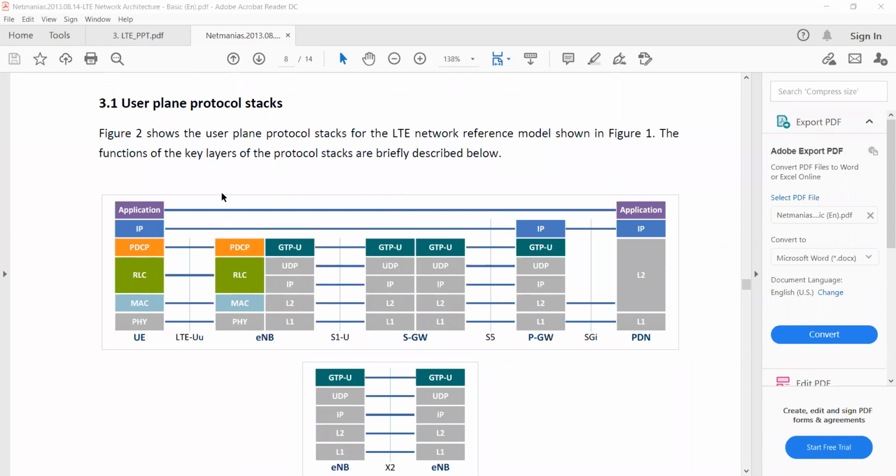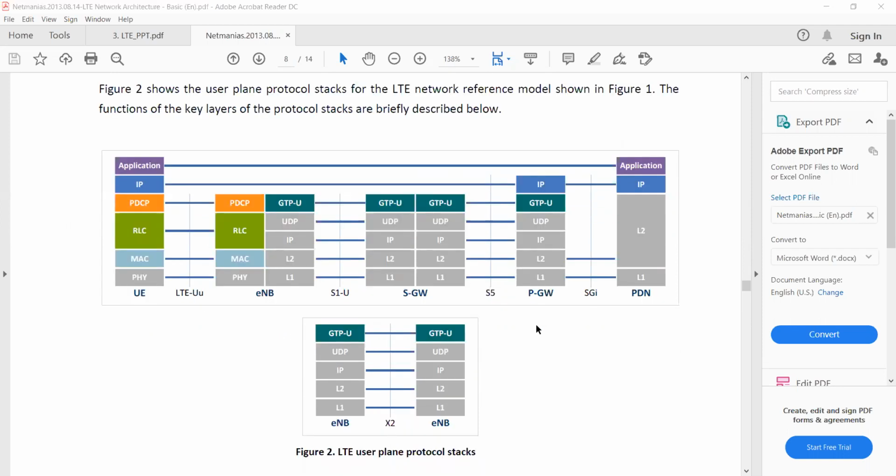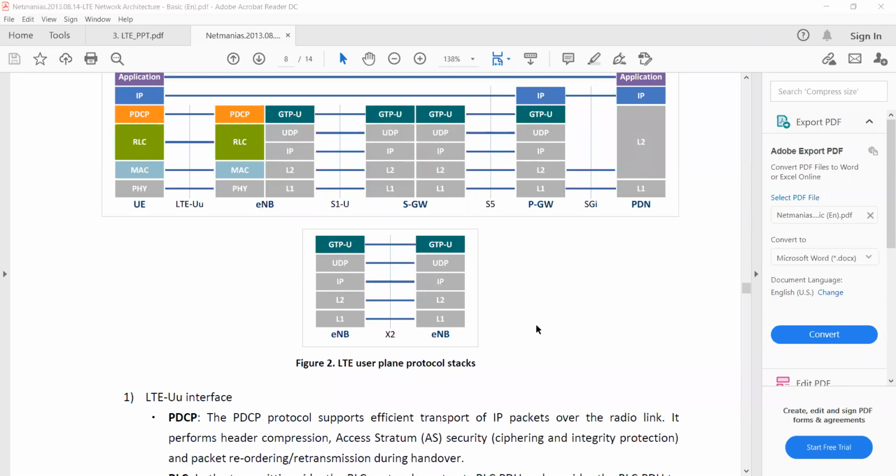UE to eNode B, yes. eNode B to S gateway to P gateway, and P gateway to PDN. So these S gateway to P gateway and PDN are not required. You must learn by heart these things: UE to eNode B and eNode B to S gateway protocol. Okay. So it will be clear. You can imagine while saying your answers, the data will flow from this point to this point.